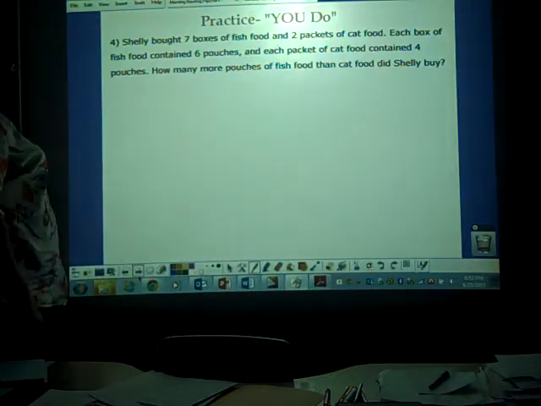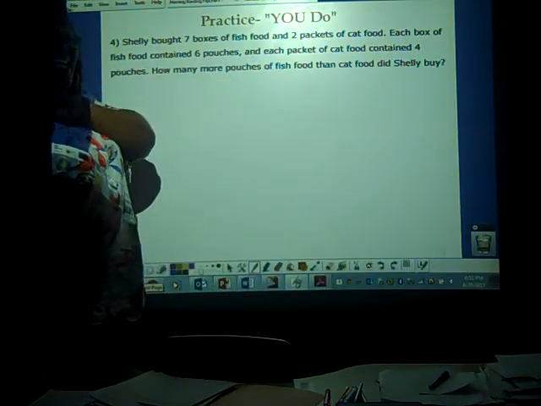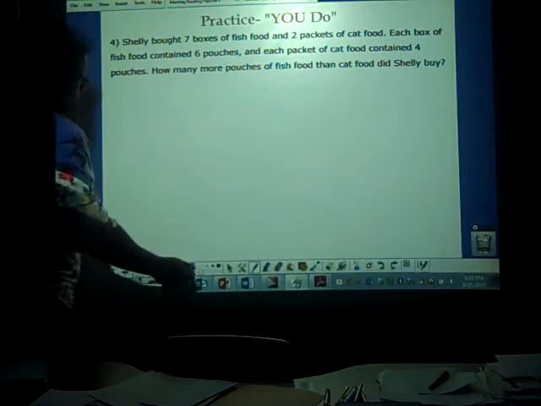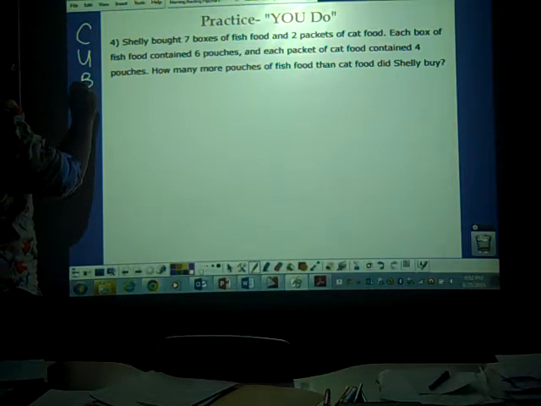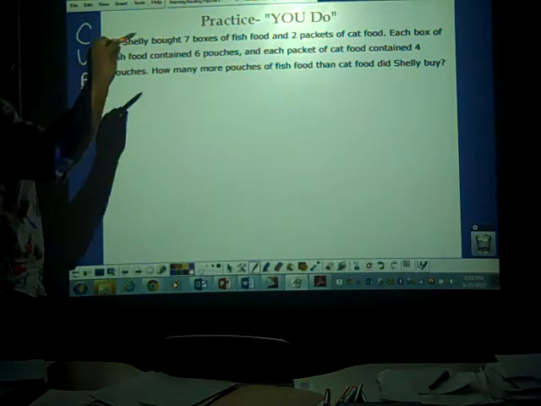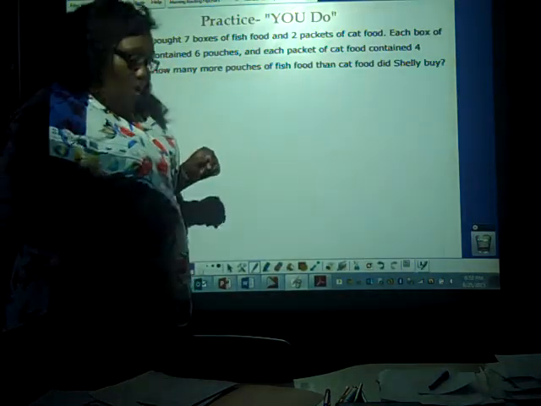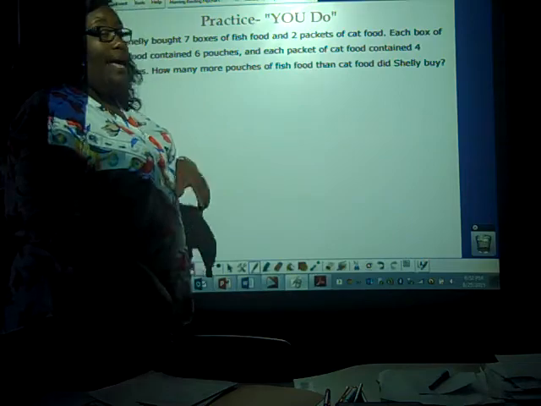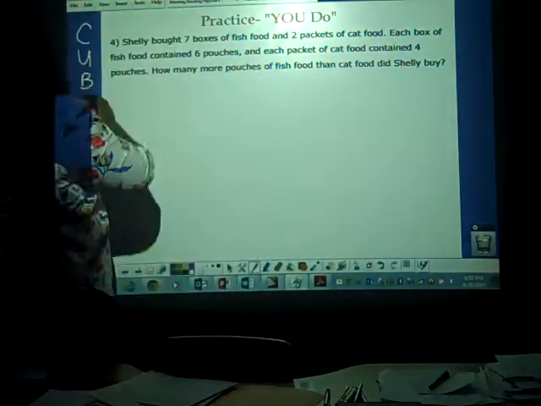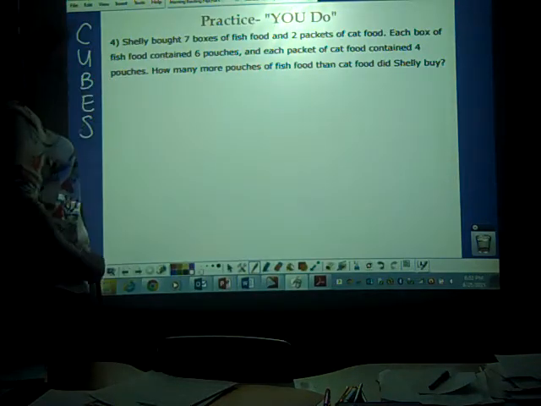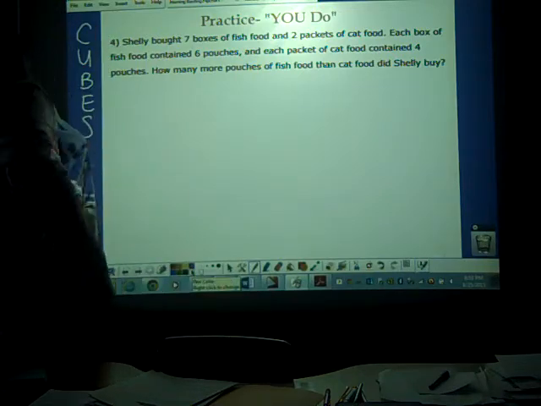All right. Now you do. Pause the video, copy this down, work it out completely. Don't forget to write your cubes strategy to the side and check off as you do each part. Remember, put the pencil down, read it one time. After you've read it one time, pick your pencil back up and start going through each checkpoint in your strategy known as cubes. All right.